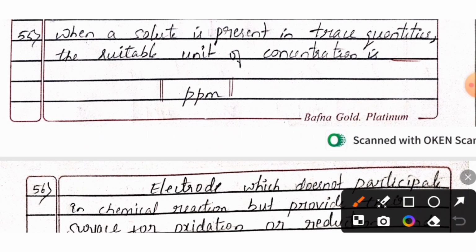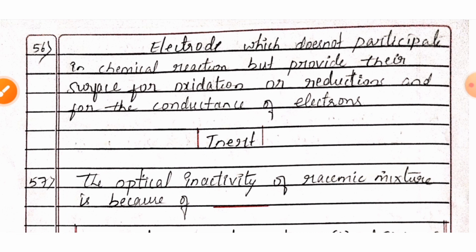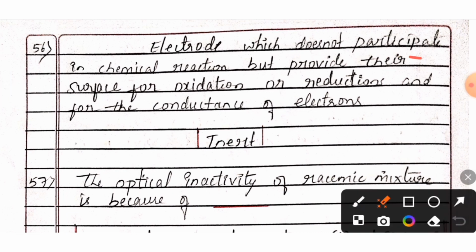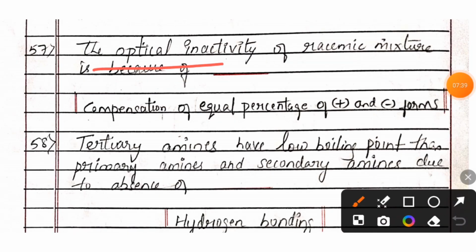When a solute is present in a trace quantity, the suitable unit of concentration is ppm. Inert electrodes do not participate in chemical reaction but provide their surface for oxidation or reductions and for the conductance of electrons. The optical inactivity of racemic mixture is because of compensation of equal percentage of positive and negative forms.